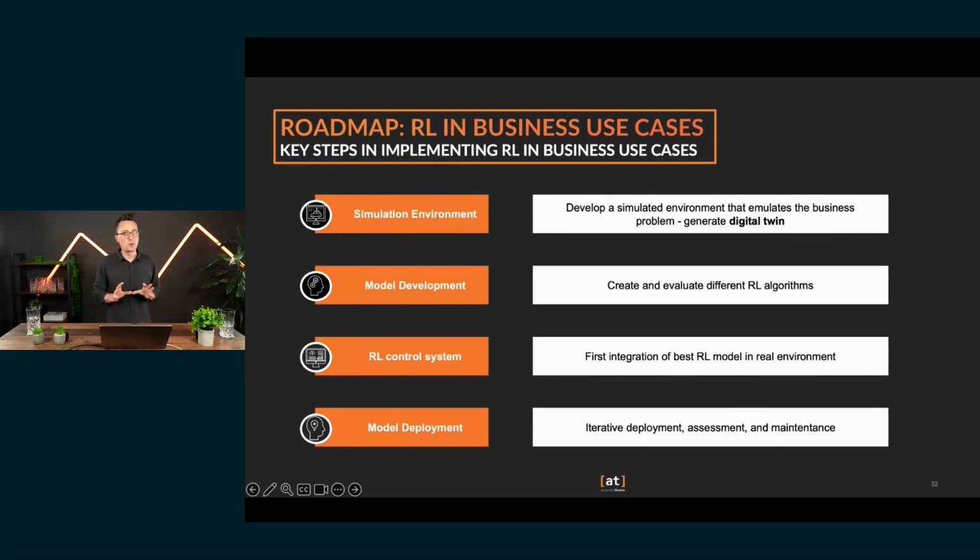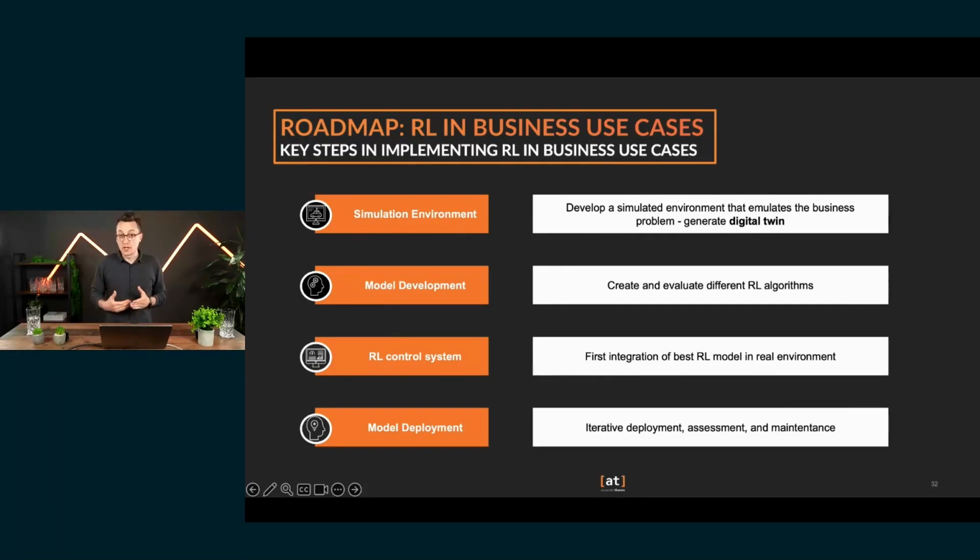But we would also like to give you a general overview of the key steps of implementing reinforcement learning in your specific business use case. As I've already said, you would usually start with creating a simulation environment, which means that we create a digital copy or a digital twin, which simulates the particular environment of your business problem and allows you to train your reinforcement learning agent safely and efficiently.